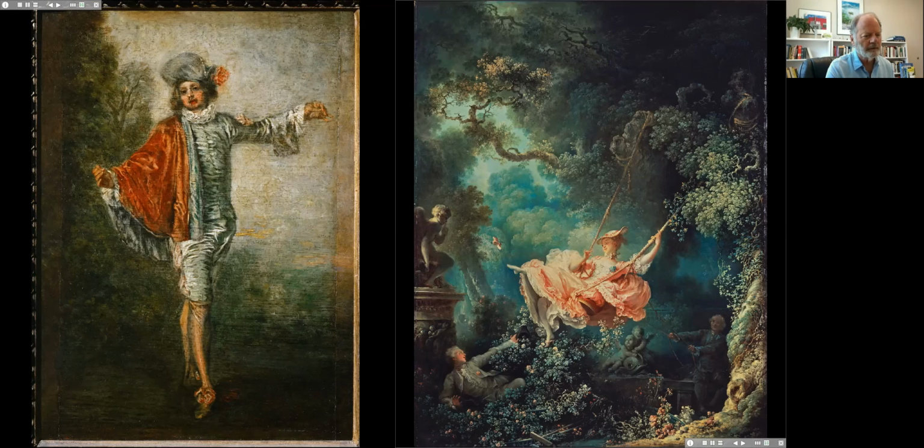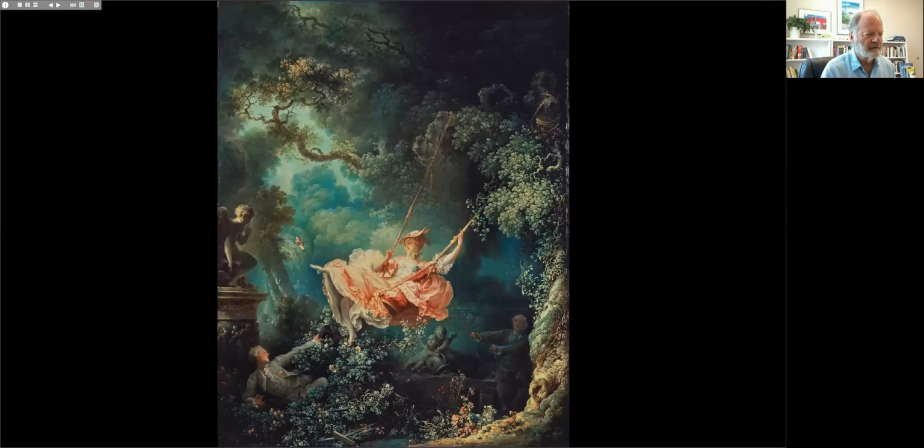Now the work on the right-hand side shows us the more frivolous side of Rococo art, and this is by Jean-Honoré Fragonard, a painter from later in the 18th century, lived between 1732 and 1806. He was the student of Boucher, who was a very successful painter and the first painter to the king through his career.